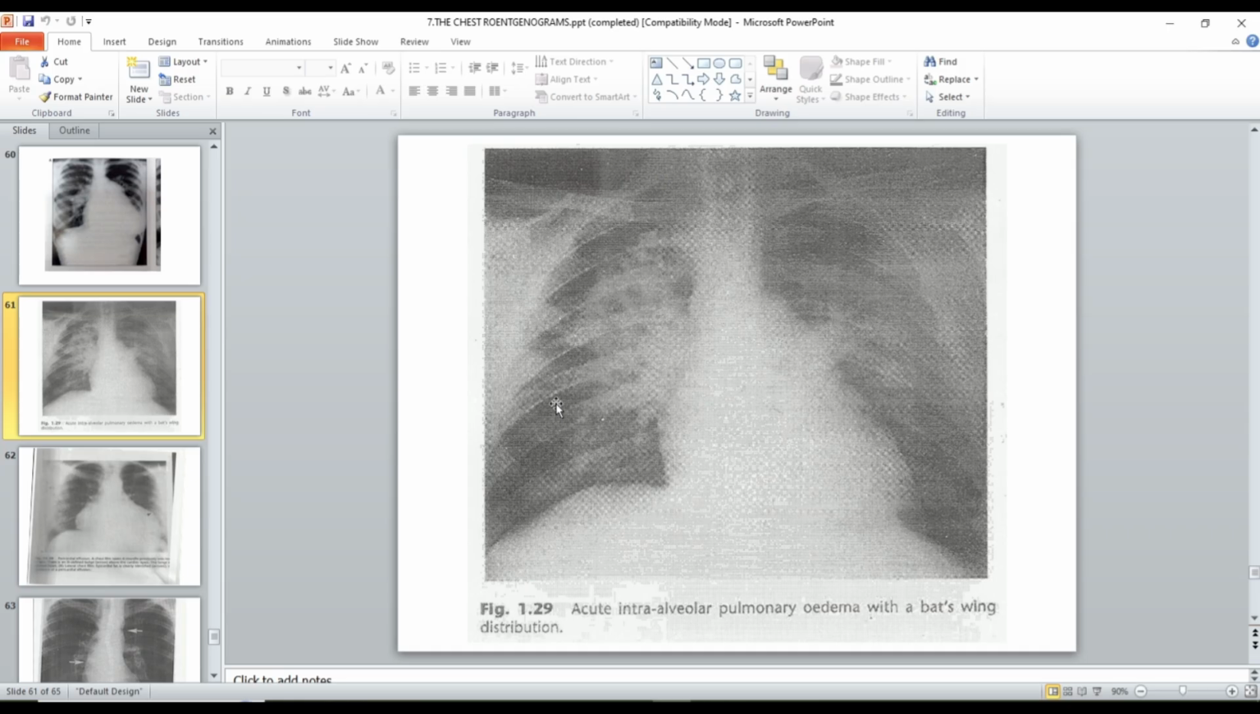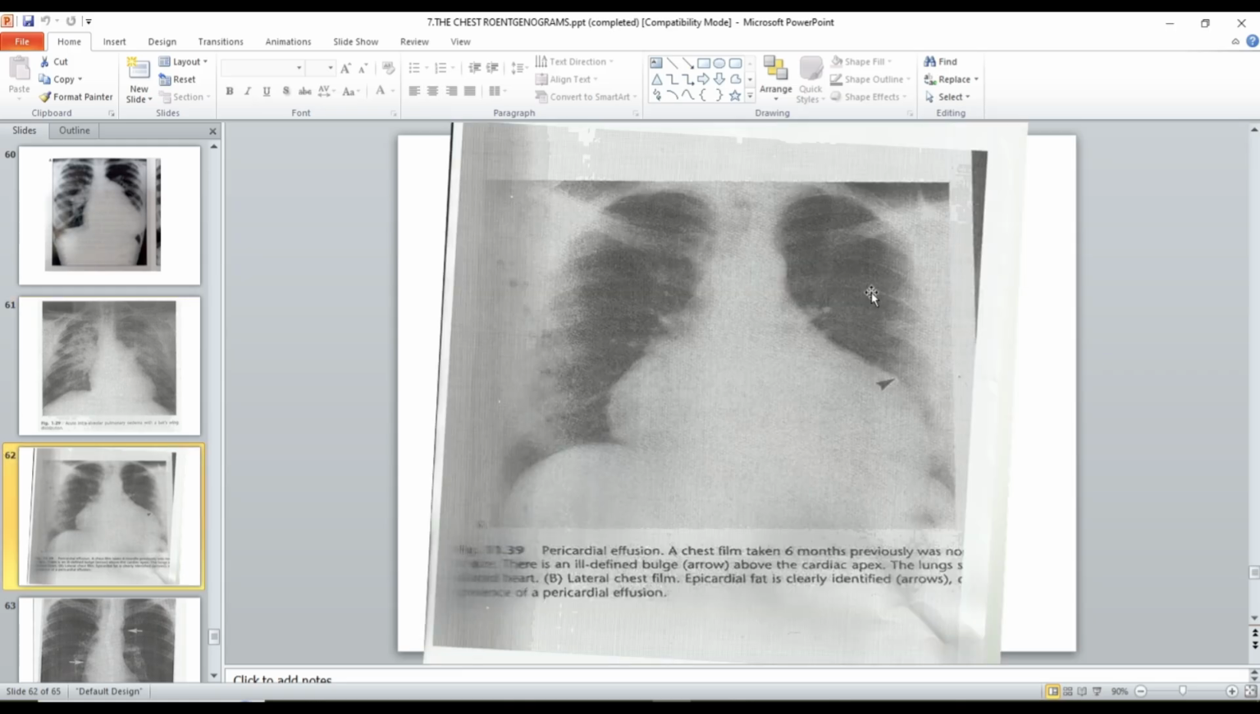This is a case of acute intra-alveolar pulmonary edema with a bat wing appearance. This is a case of acute myocardial infarction, and this is acute venous hypertension. The heart size is normal, with short history, acute chest pain, acute dyspnea, pulmonary edema, and in this the bat wing appearance, the congestion is seen at the hilar region on both sides, giving it a bat wing appearance.